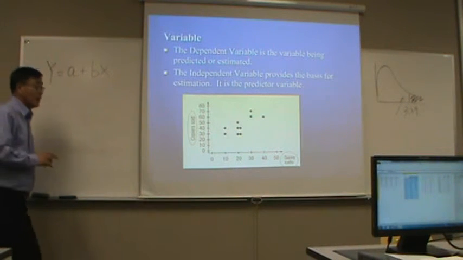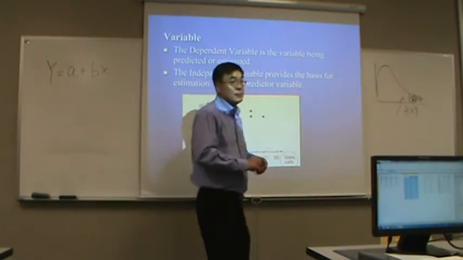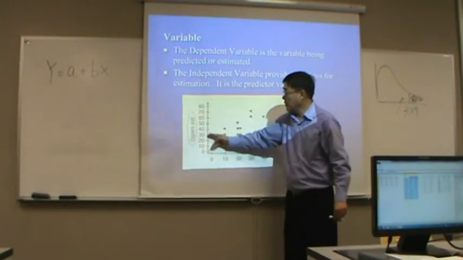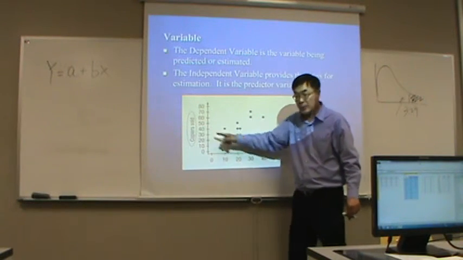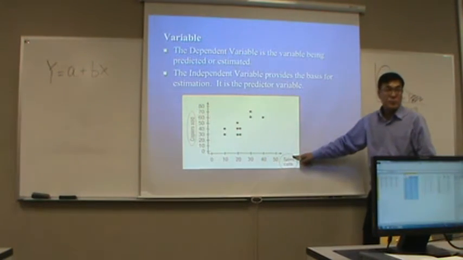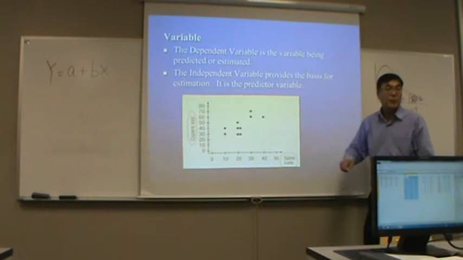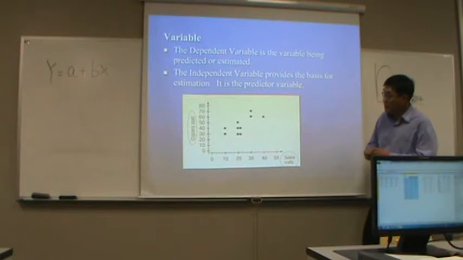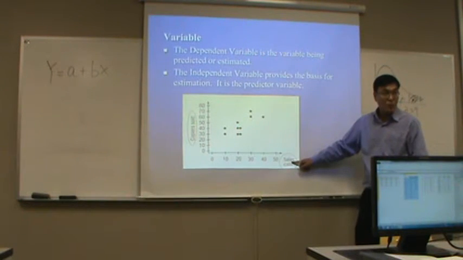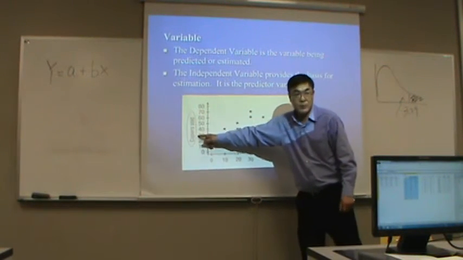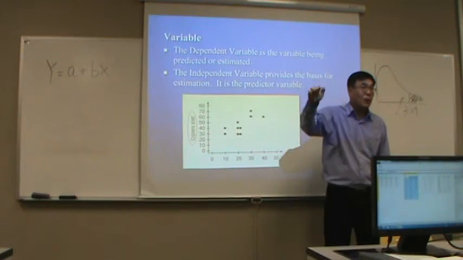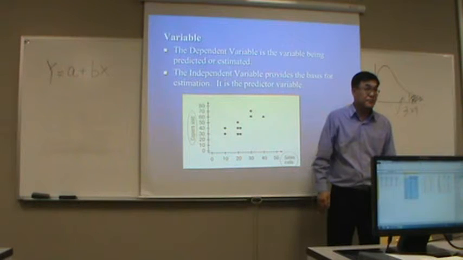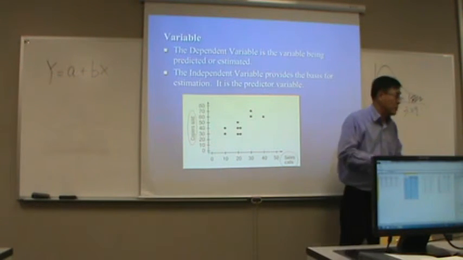Okay, and then on the axes, usually the vertical axis is the y variable, dependent. The horizontal axis is the x variable, independent variable. Okay, sales calls and copiers sold. More sales calls, maybe more copiers sold, right? Maybe there is a relationship.